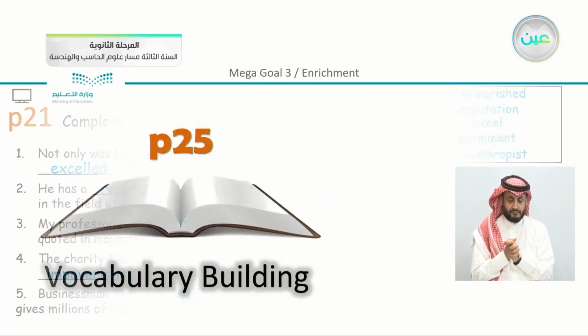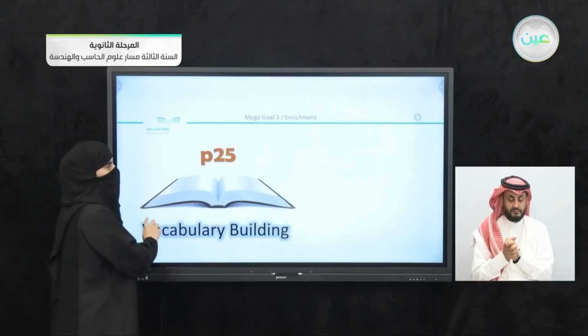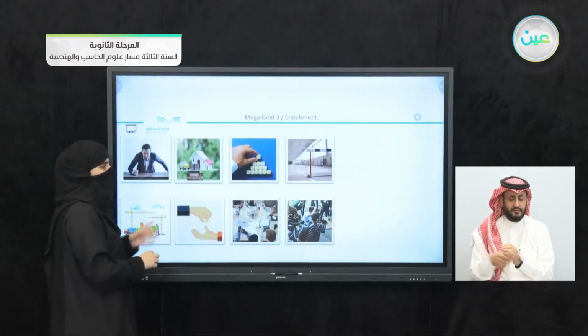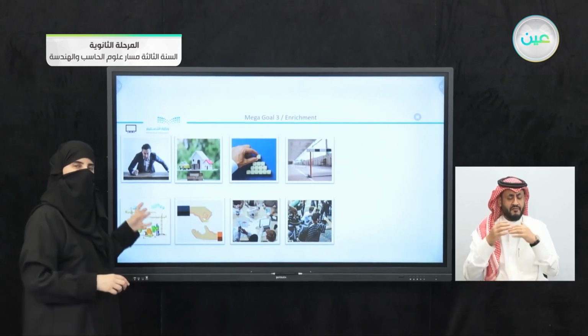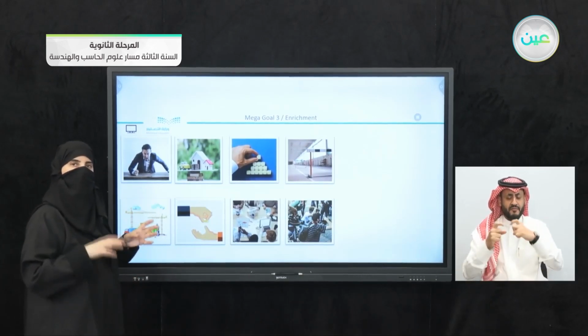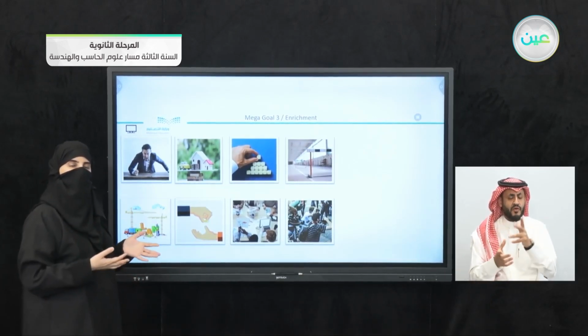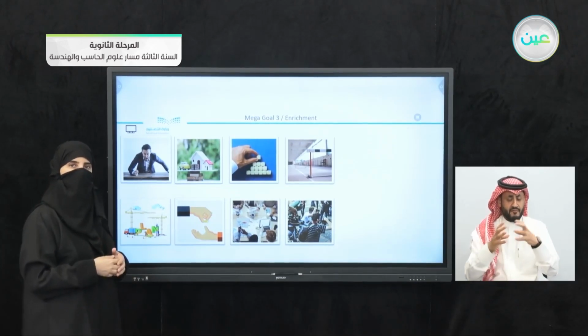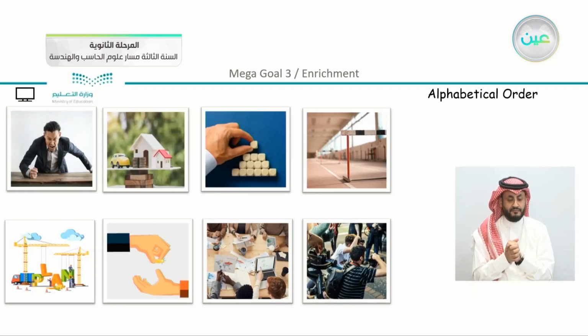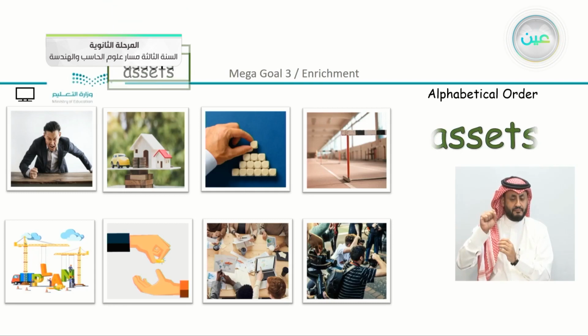Now just to move on, we have here the vocabulary building on page number 25. Now just revise the pictures that we have here. What did we say about the pictures? Now what are the words that are mentioned in the vocabulary building lesson? Now what do we have here? We have the first one in alphabetical order. Now there is the word assets. Which one is connected to it? We have also.